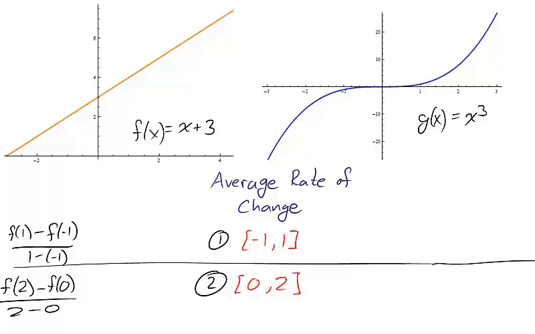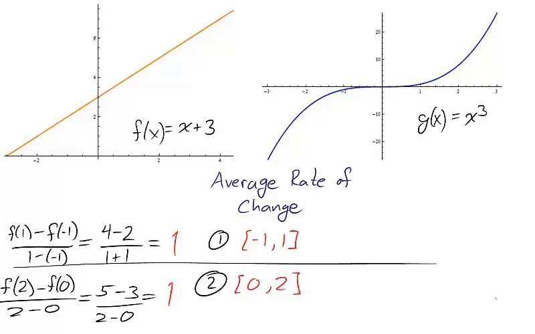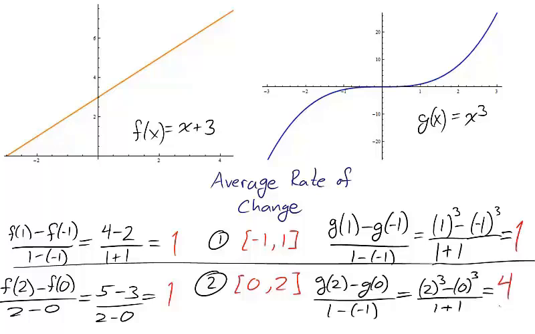Let's start with the line f. Using our equation for a rate of change, we obtain 1 in part 1 and 1 in part 2. This should make sense as a line is special. It has a constant rate of change. Turning to the cubic function g, we use the equation for average rate of change to obtain the values 1 and 4. Notice that g does not have a constant rate of change.